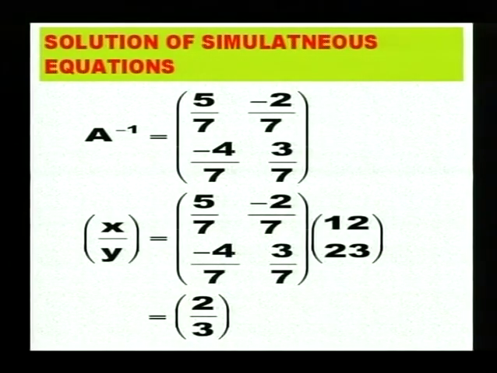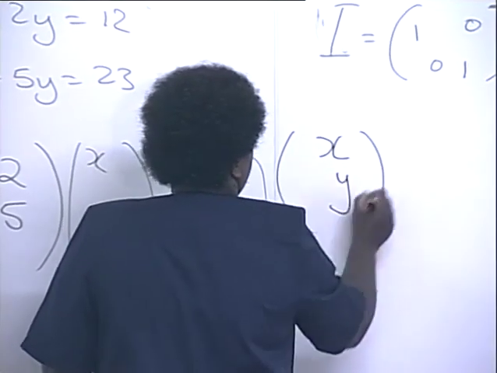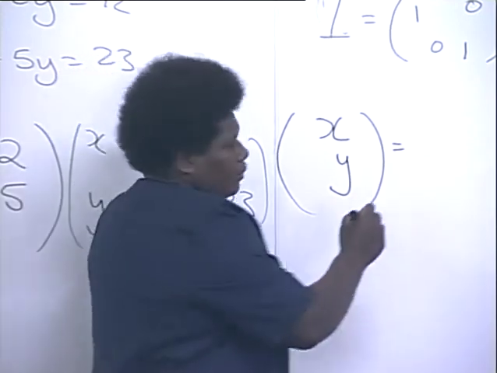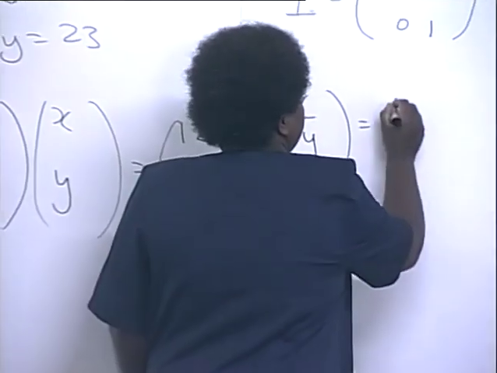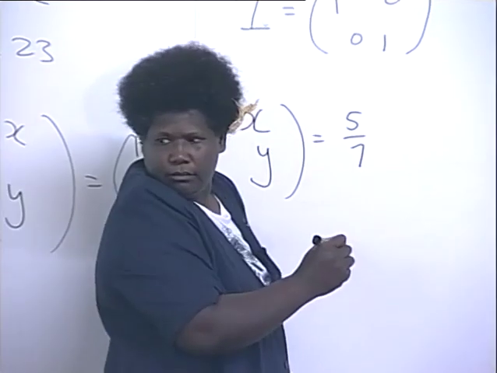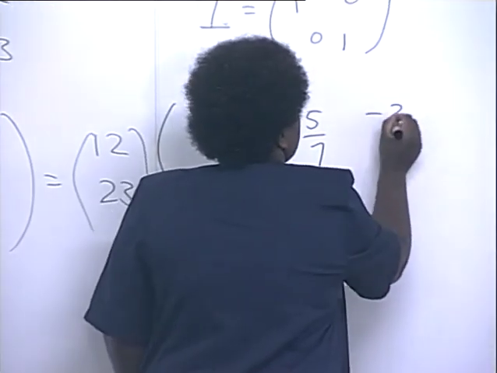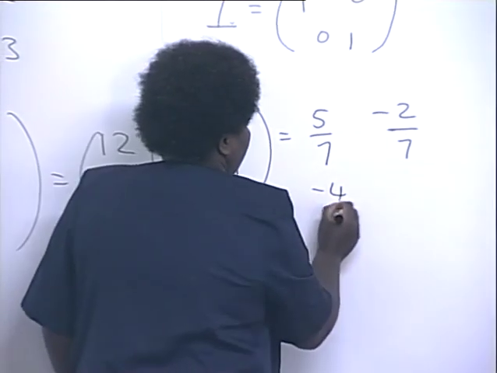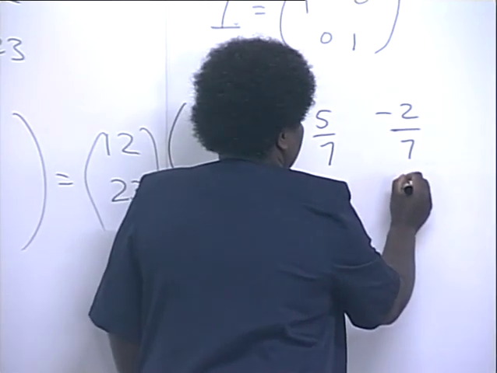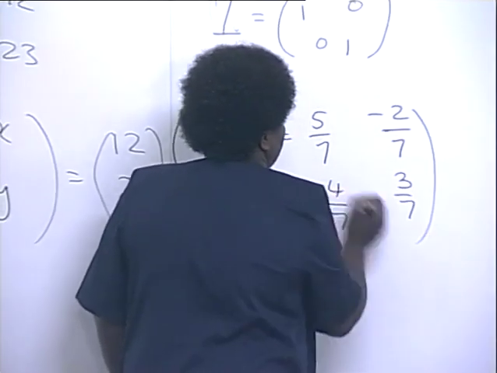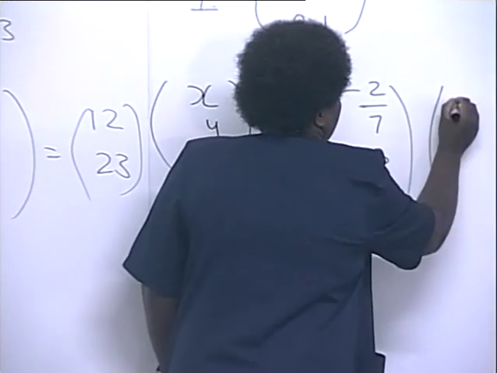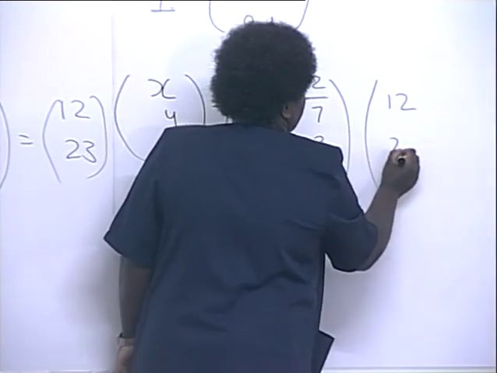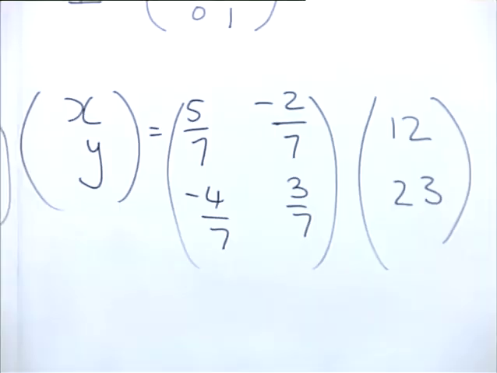Okay, that line is supposed to be xy equals 5 on 7, minus 2 on 7, minus 4 on 7. What's the other one? 3 on 7. Good. You are all awake. Multiplied by 12, 23.